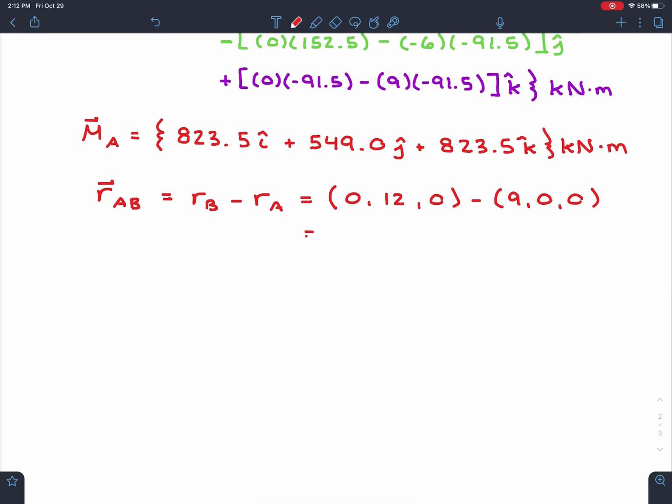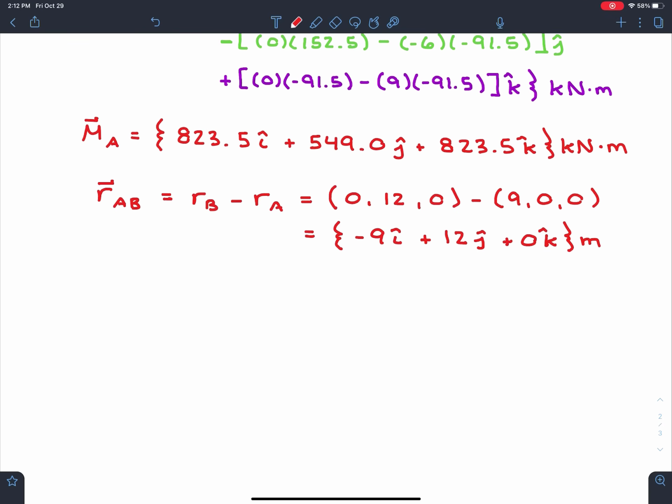And what you will find is that the position vector is pretty simple. It's going to be negative 9 in the I direction, plus 12 in the J direction, plus 0 in the K direction. We'll end our squiggle brackets, and this, of course, will have units of meters.